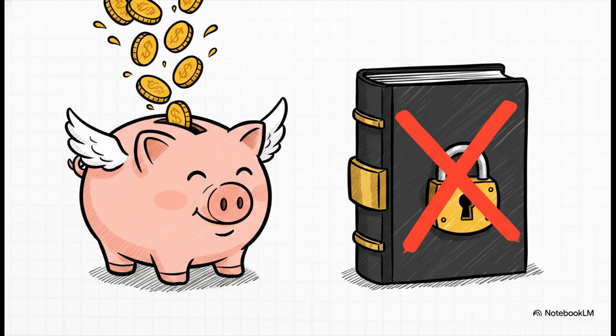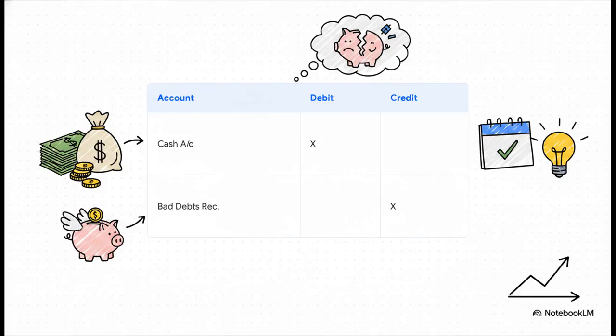But listen, here is the golden rule. You do not credit the debtor's personal account. Remember, their account is already closed. We are not reopening it. Instead, the entry is beautifully simple. We debit the cash account because, hey, we got cash. And we credit a highly specific account called the Bad Debts Recovered account.